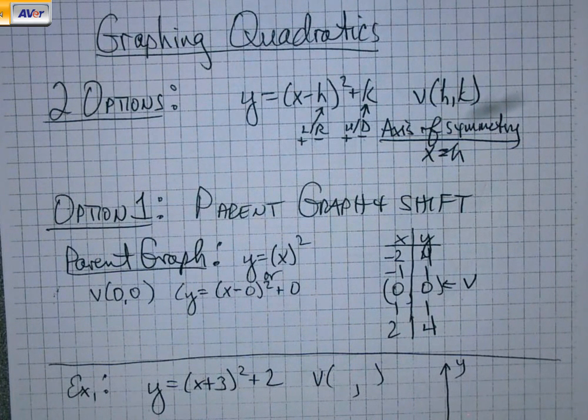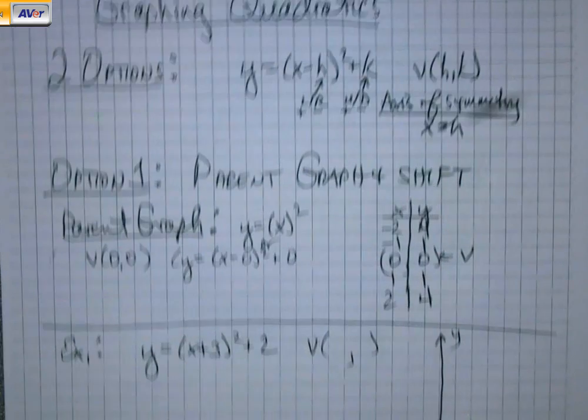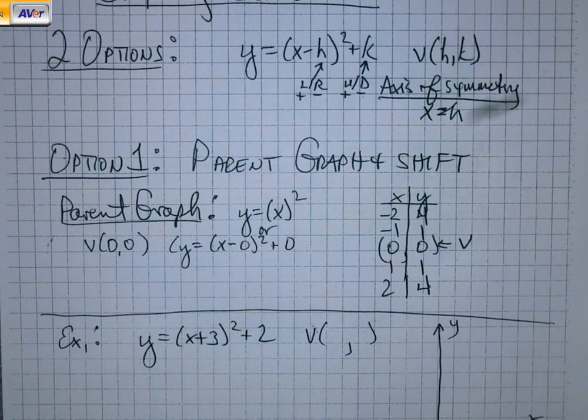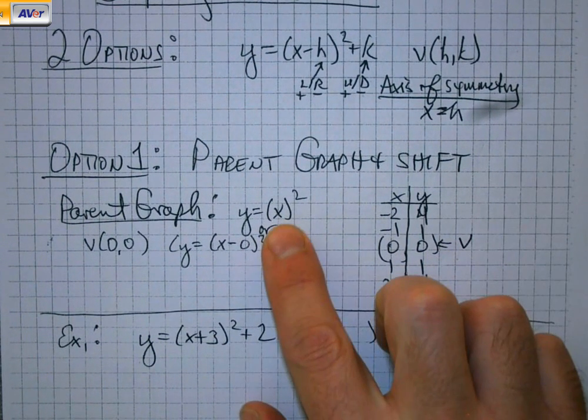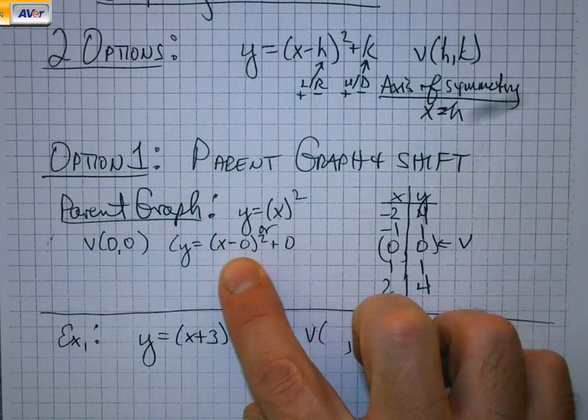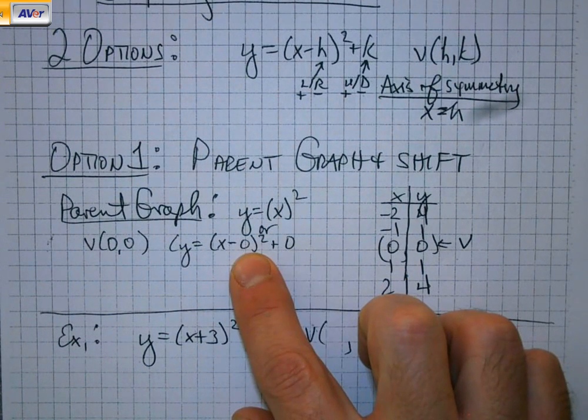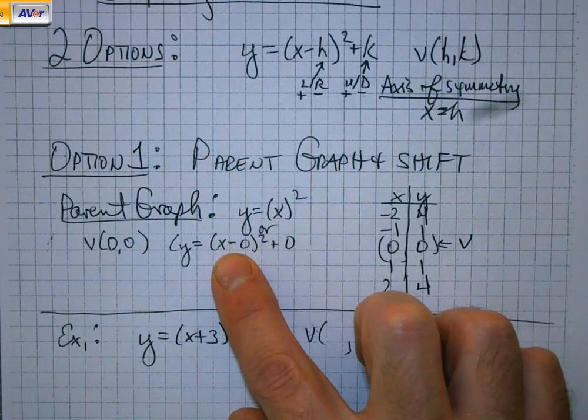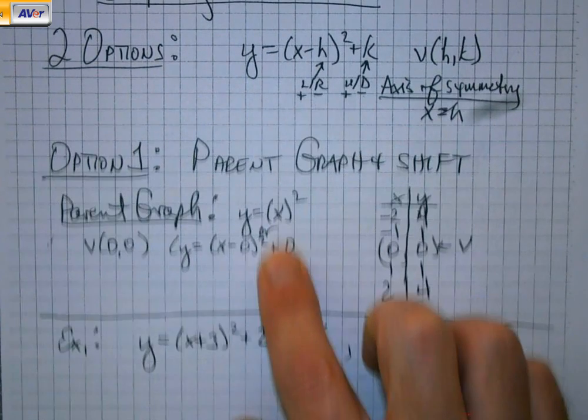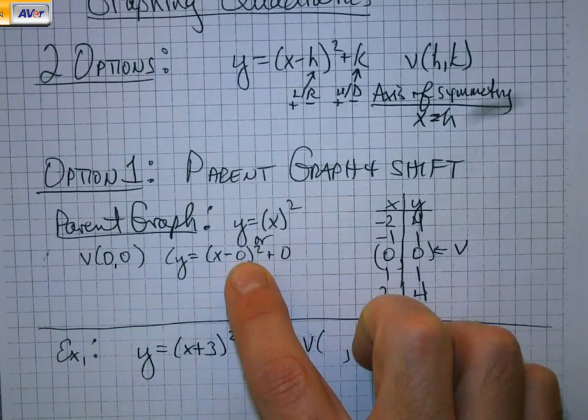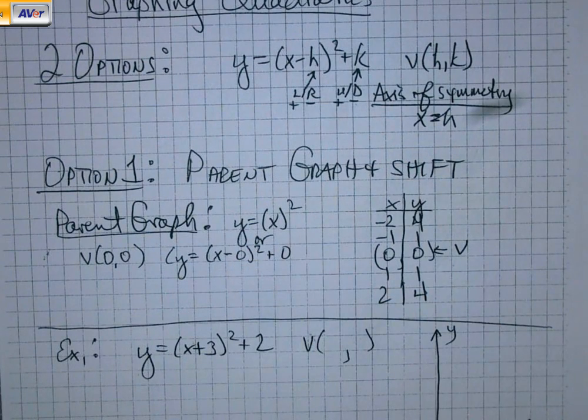So, graphing. Okay. Option 1. Parent graph. Oh, we've heard this before. Parent graph with a shift. Okay. So our parent graph, when we're doing y equals x squared, I'm going to grab a calculator so you can see this in advance, looks like this. Or if we were in what's called vertex form, it may look like this, but we know that x minus 0 is just x. Adding 0 really doesn't change anything. So these are one and the same.